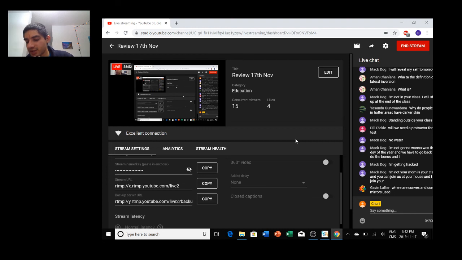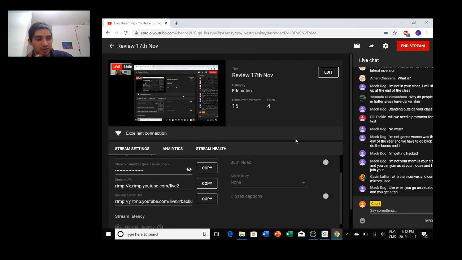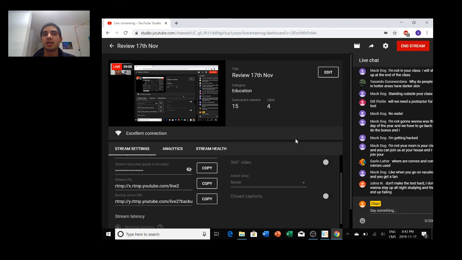Where are convex and concave mirrors used? Read the textbook. Convex mirrors are basically used in car mirrors because you can see a diminished image. Concave mirrors are used, like we talked about how searchlights and flashlights use concave mirrors where the bulb is at the focal point so that you get parallel rays of light and stuff.